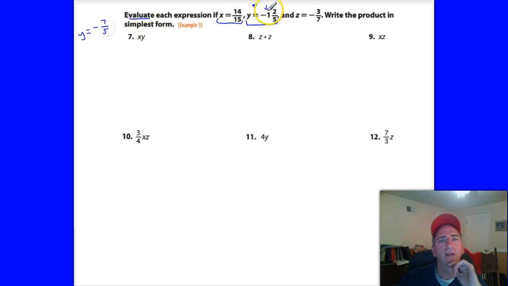Let's just do that now, because we know we can't multiply anything with that mixed number. Negative 1 2/5 is the same thing as negative 7/5. Let's look at number 7. That's what they're first going to ask us to do. It says take x times y. I know it means multiply because the variables are touching. X is 14/15 times y. Now use this y over here, negative 7/5.